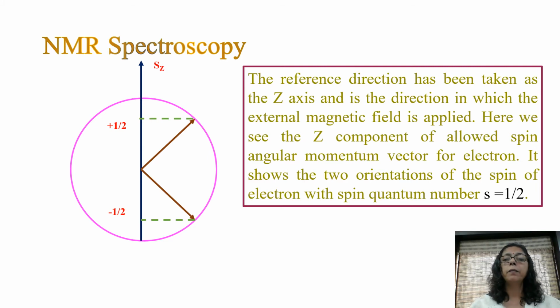Depicting this spin in graphical form, the reference direction has been taken as the z-axis and is the direction in which the external magnetic field is applied. Here we see the z component of allowed spin angular momentum vector for electron, and as you can see in the figure, it shows two orientations of the spin of electron with spin quantum number s is equal to 1 by 2. And what does the spin do? It precesses around the z-axis in a conical section. I hope you are remembering all these concepts from third year physics.